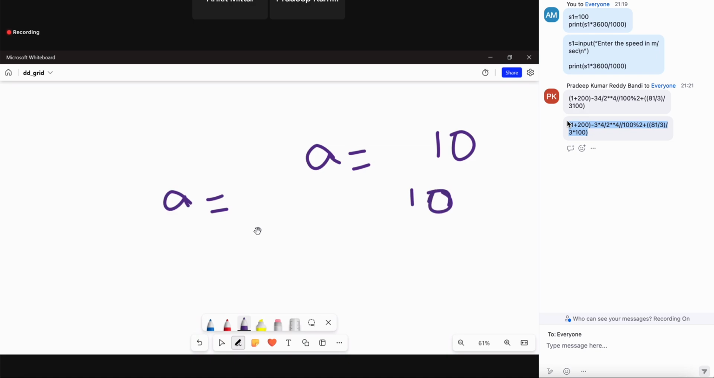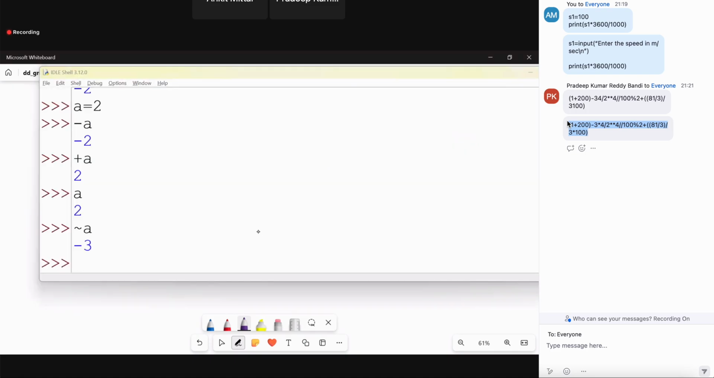Then I have to find the negation of A. Negation of A means we have to invert the bits. But ideally, if I invert the bits, then it should come as 1. But my output is, what is that? Minus 3. Yeah. Right.